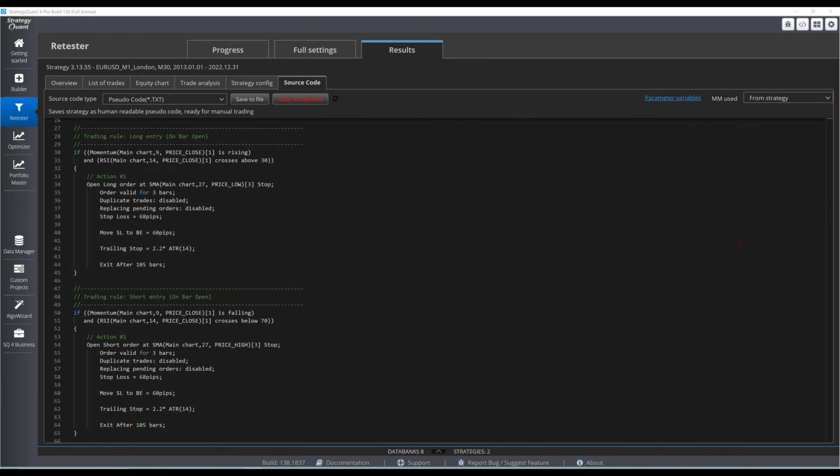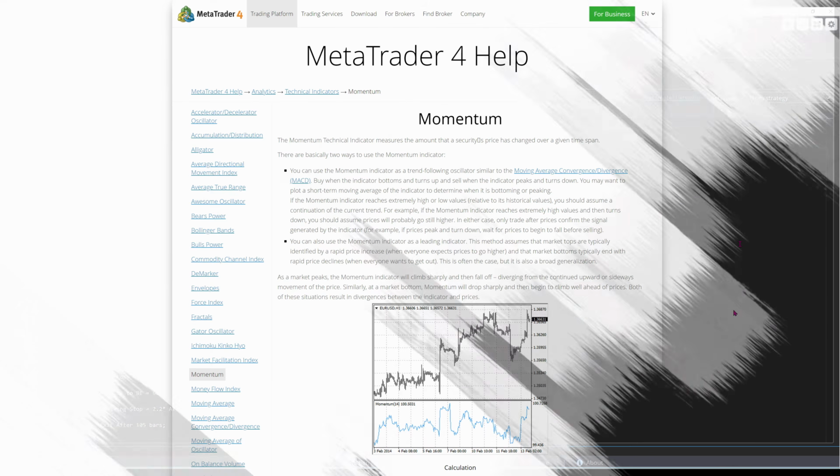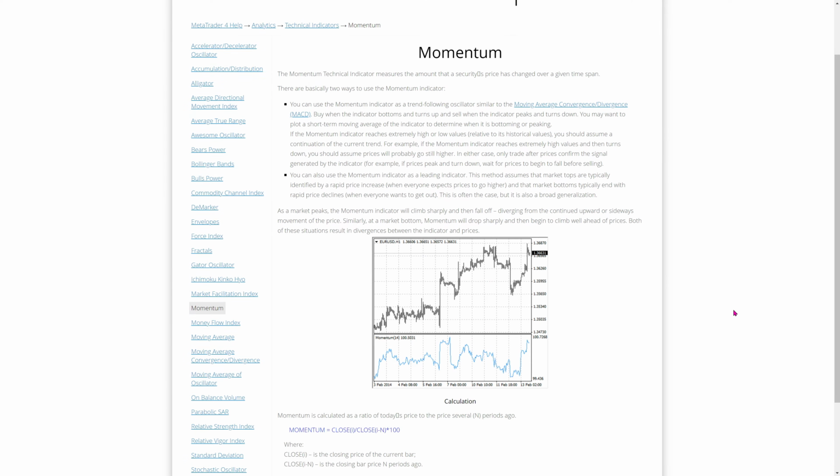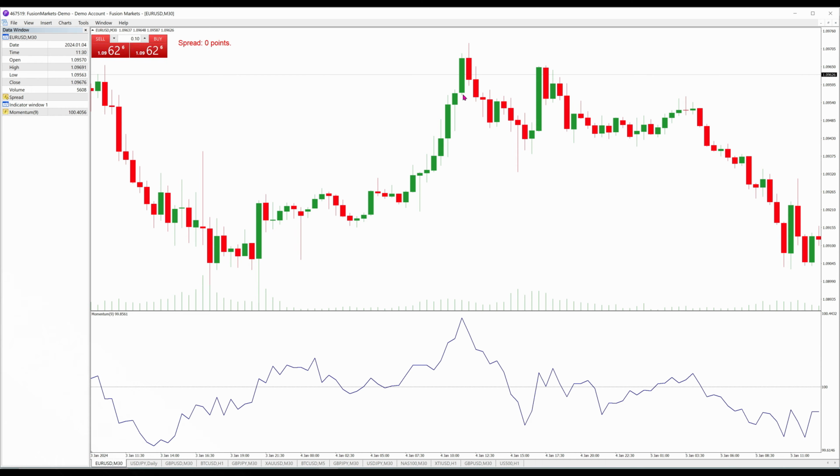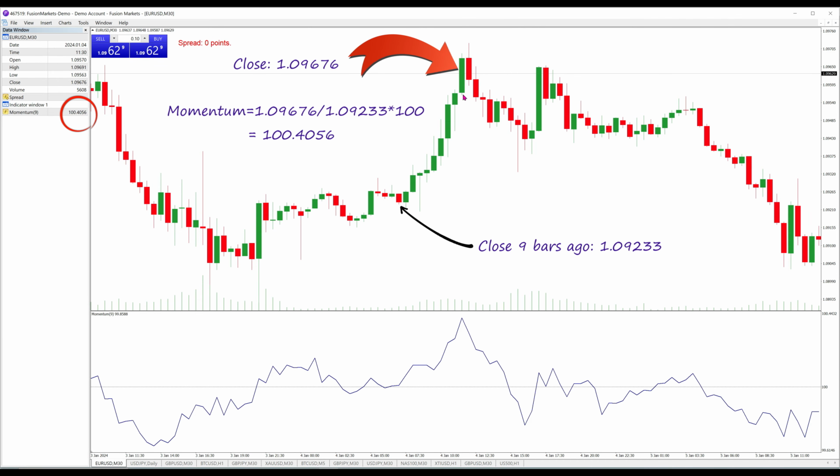Here's one of the strategies that was generated. In addition to the RSI condition, it goes long when the 9-period momentum is rising. Momentum is simply the ratio of the current close divided by the close n periods ago multiplied by 100. For example, with a period of 9, the momentum of this candle is calculated as follows.